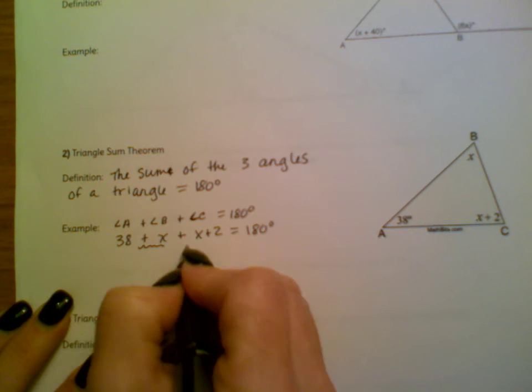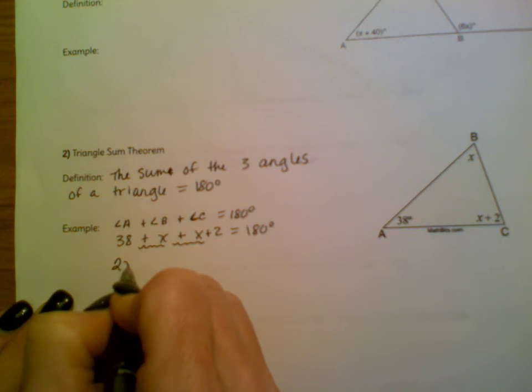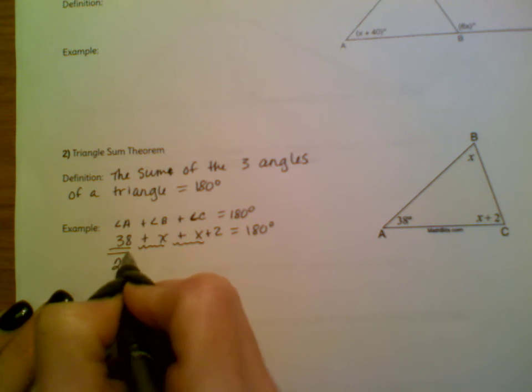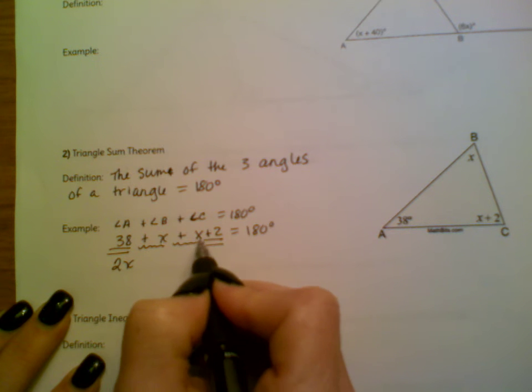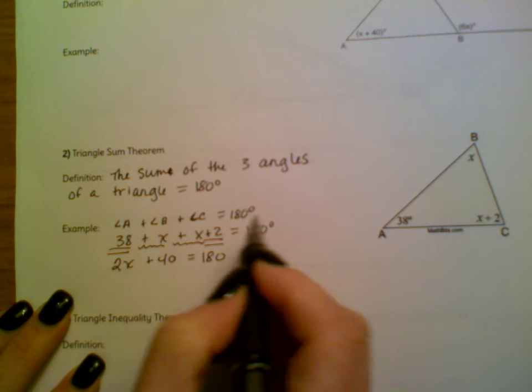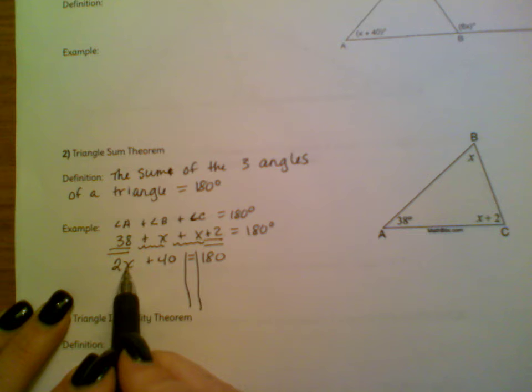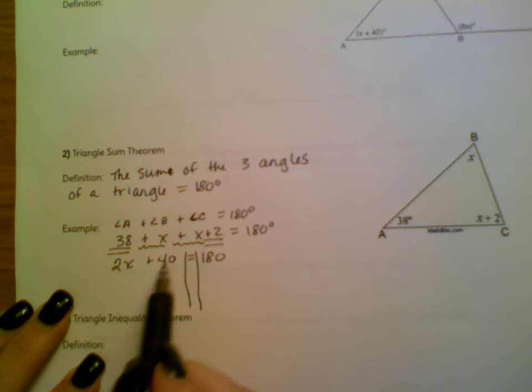I'm going to combine my like terms. So I get 1x plus 1x gives me 2x's. And I can take my two numbers, 38 plus 2 is positive 40, equals 180. Now I can railroad track. I need to isolate my variable, so I need to get rid of both the 2 and the 40.